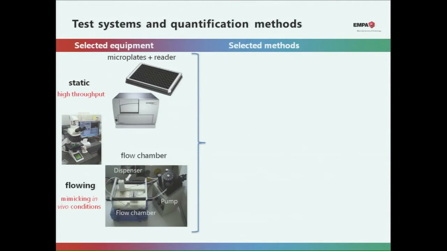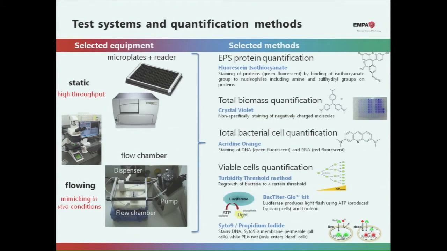Here, just as an example, we have this plate reader for static analysis, meaning to analyze the biofilm formed under static conditions. We also have different microscopes. Here is just an illustration of fluorescent microscopy. We also have different flow chamber systems, so we can grow the biofilm on a material surface under flow conditions, which more closely mimics the in vivo situation.